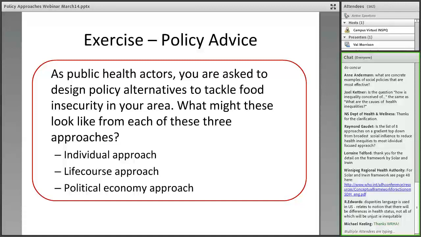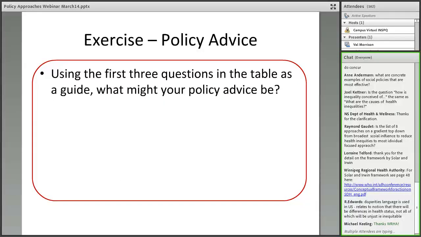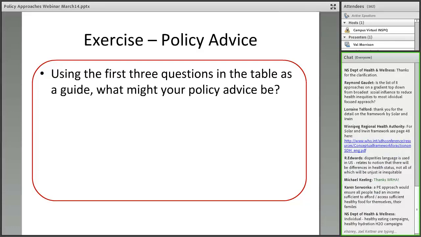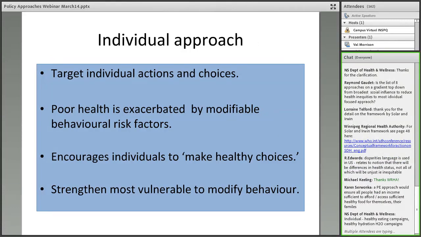What I'll do while you're thinking and writing about that is go over the three approaches again to remind us of their focus. You can go ahead and write them in the chat box, and as we get to the end of the exercise, we'll ask Mike to read some of them out. So as I go through this, feel free to jot down some of your ideas in the chat box, especially using the first three questions in the table that I showed you before. So how is inequality conceived of? How are health inequalities explained, and what's the focus of the approach? Use that as guidance for your policy suggestion.